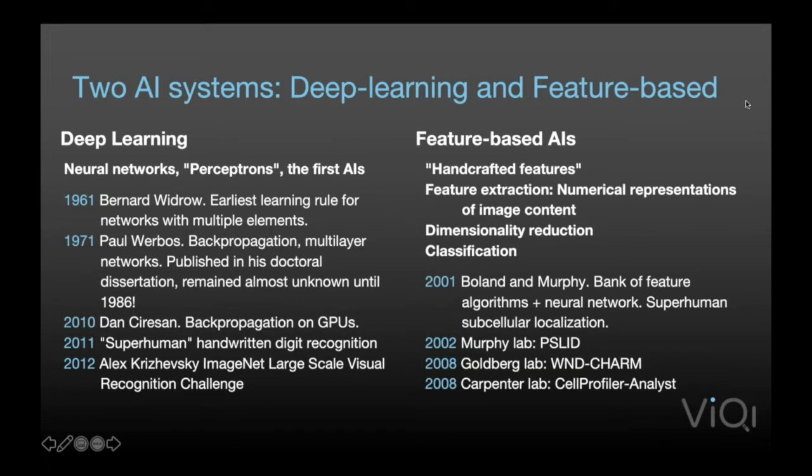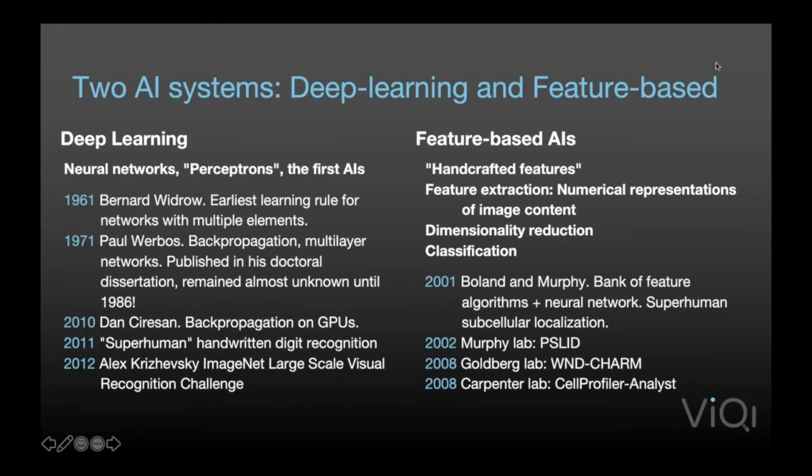Initially in 2001, Boland and Murphy at CMU developed this thing where they used a set of feature algorithms and a neural network to identify what subcellular localization a particular immunofluorescence pattern represents. So in other words, identify ER and microtubules and actin and nuclei and lysosomes, endosomes, that kind of thing. There's about 10 or 12 cellular compartments that this AI was able to identify.